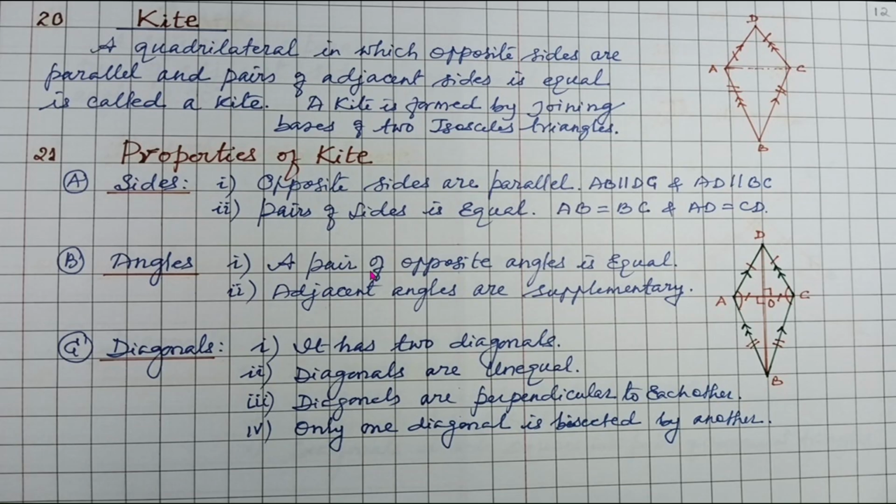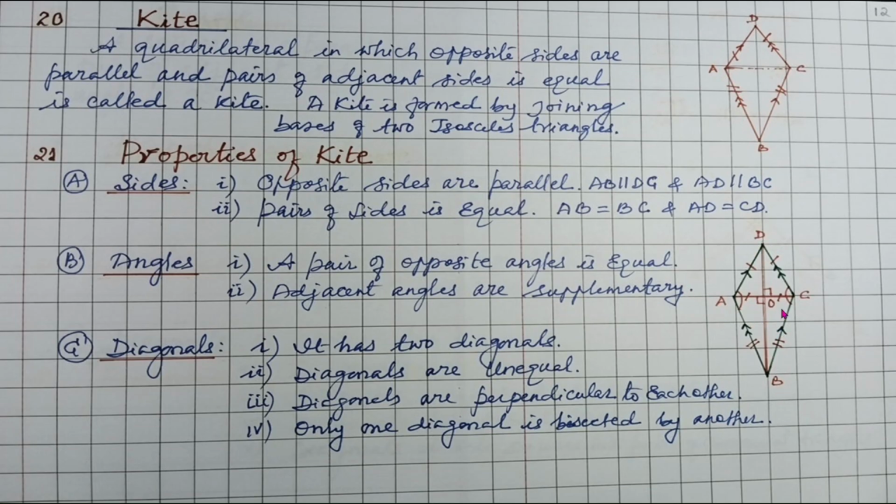Then in terms of angles, a pair of opposite angles is equal, and adjacent angles are supplementary. So please remember this: only one pair of opposite angles, that is angle DAB and angle DCB, are equal in a kite, and also the adjacent angles are supplementary. That is, angle A plus angle B is 180, angle B plus angle C is 180, angle C plus angle D is 180, and angle D plus angle A is 180. Remember that. In terms of diagonals, it has two diagonals.